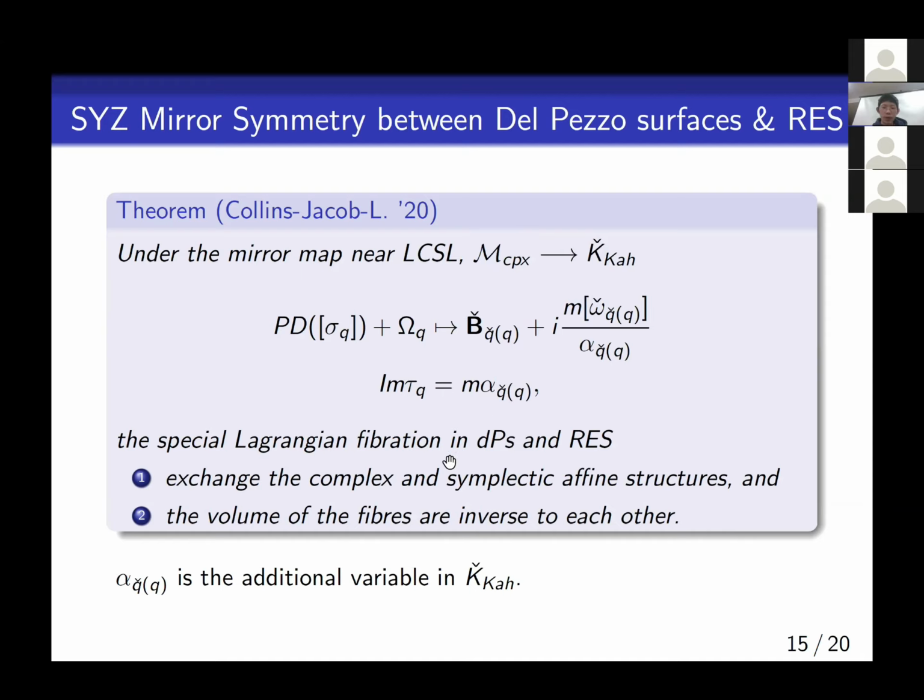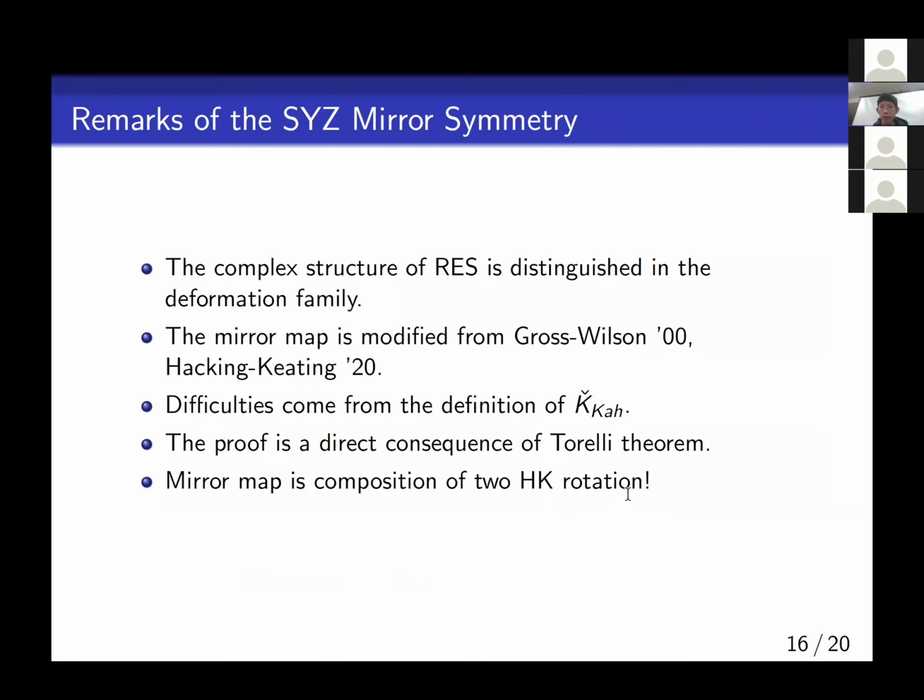And so, in other words, the mirror map is actually a composition of hyperkähler rotations. But these two hyperkähler rotations do not fall on the same twistor line. In the old days, at the beginning of the development of mirror symmetry, people were guessing that mirror symmetry is a hyperkähler rotation, but then people realized that's not the case. Mirror symmetry is still related to hyperkähler rotation, but by a composition of two hyperkähler rotations, not just one.